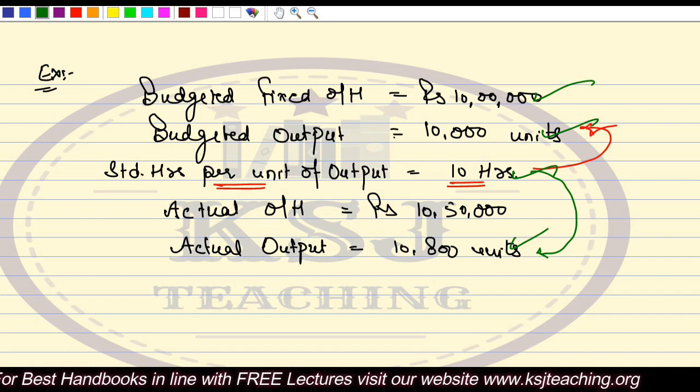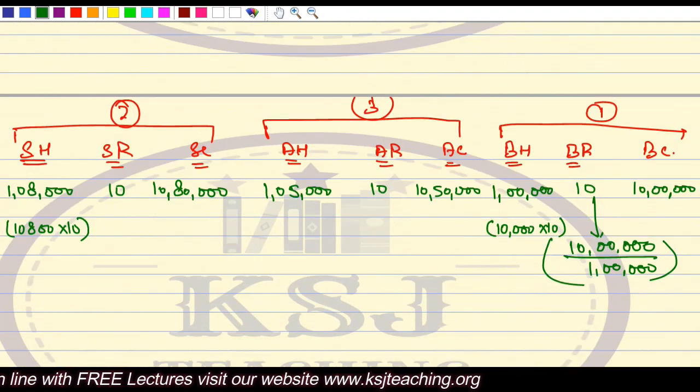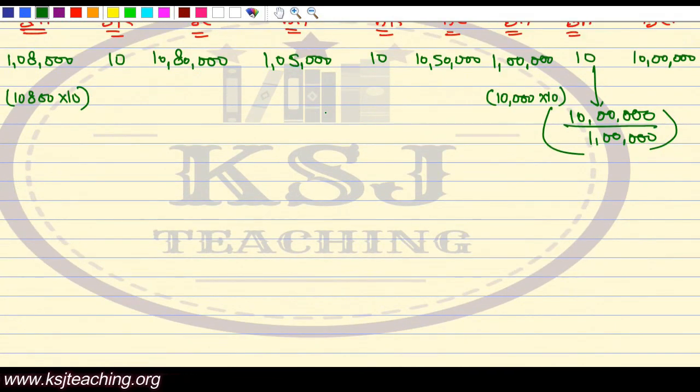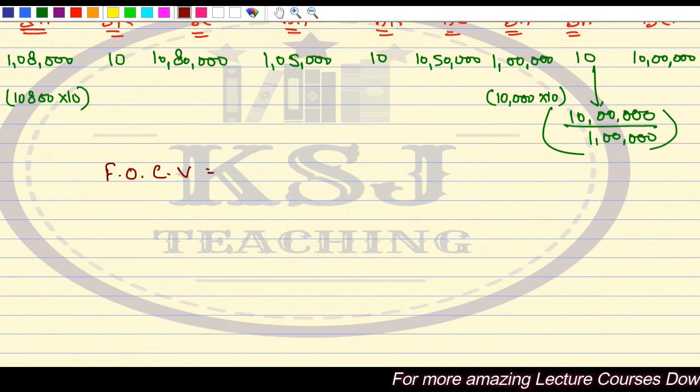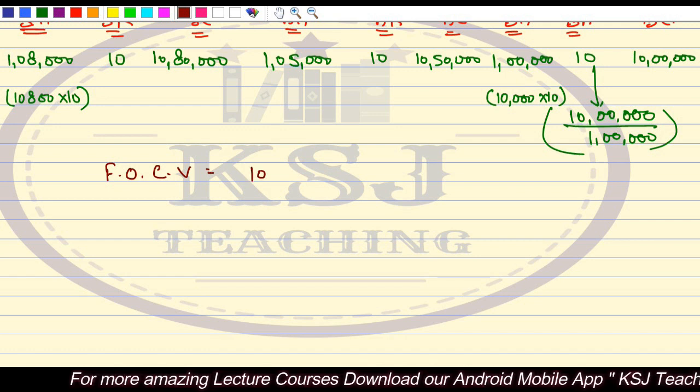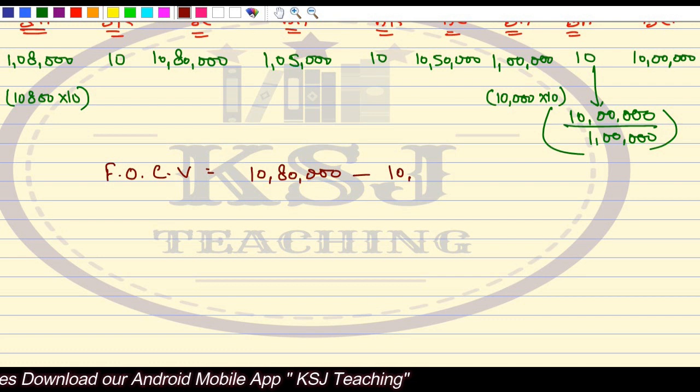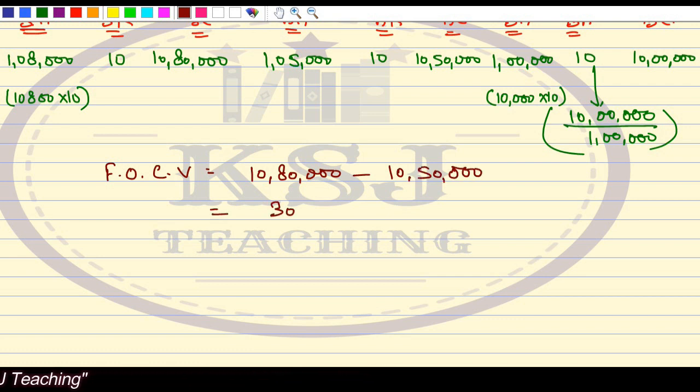Overheads are given 10 lakh. Right? So from here you can calculate rate. Simple. So now you need to calculate the variances. The first one is fixed overhead cost variance. That is standard cost for actual output 10,80,000 minus actual cost, that is 10,50,000. So it is favorable, 30,000 favorable.